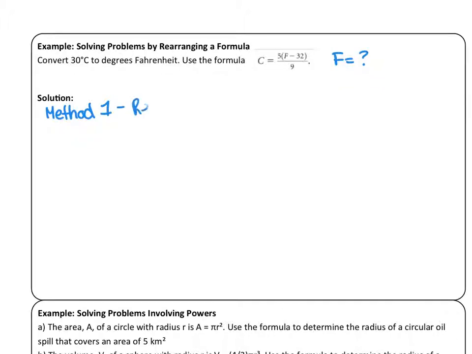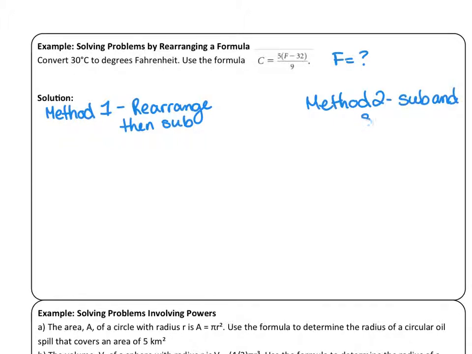So method one says that you rearrange first, rearrange, then substitute. And our method two, which I'm going to show you, is where we sub and solve. And we do the rearranging as we're solving it. So first one, we're going to rearrange it. I want it to be F equals.